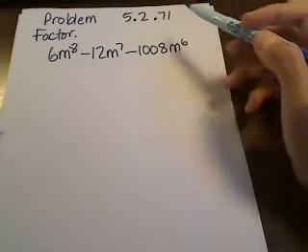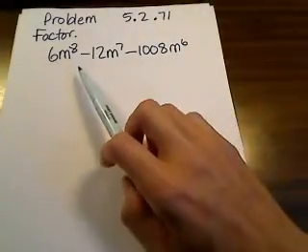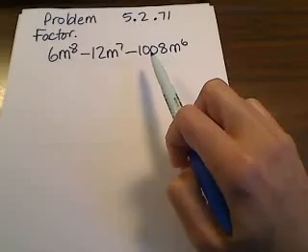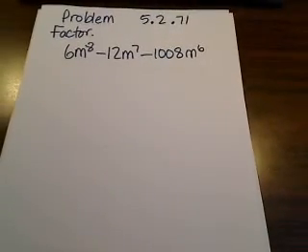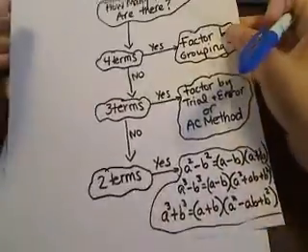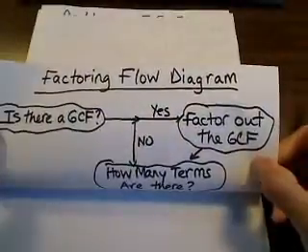So this is problem 5.2.71, and they ask us to factor. They give us this problem right here. And the first thing that you're always doing, and if you haven't watched it yet, you should watch the video on factoring using the factoring flow diagram, which is this flow diagram right here.